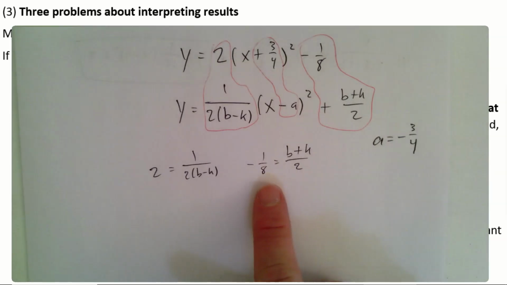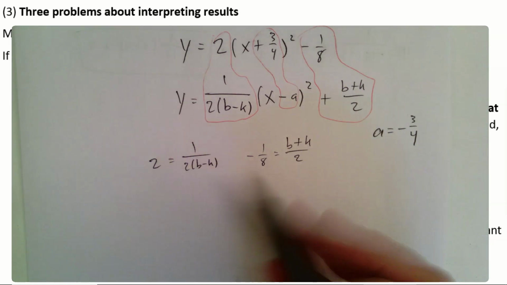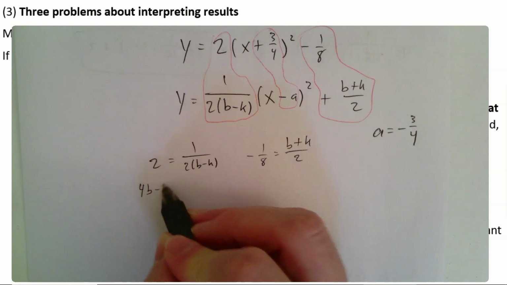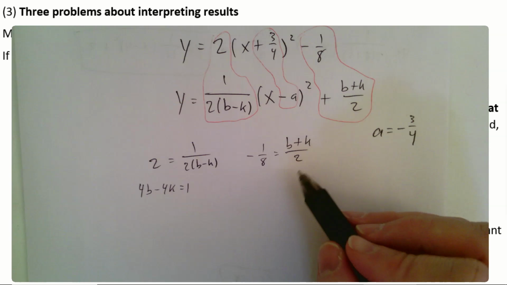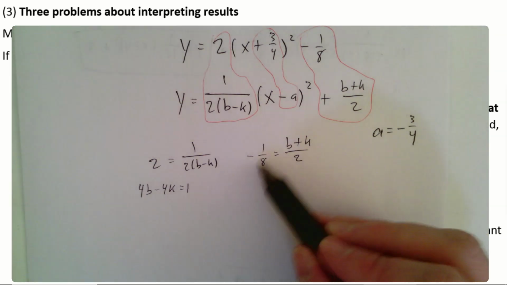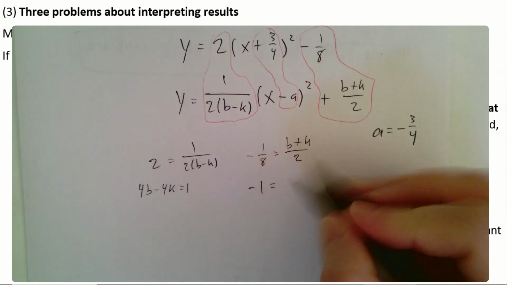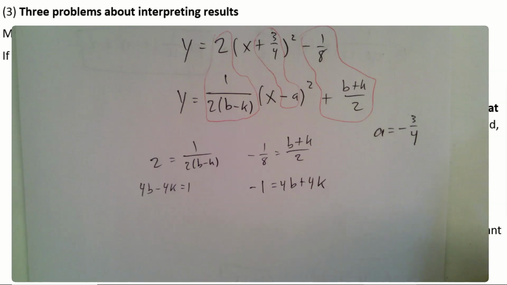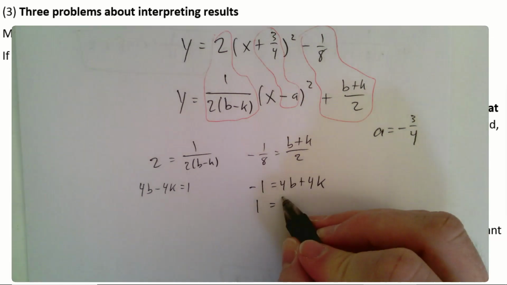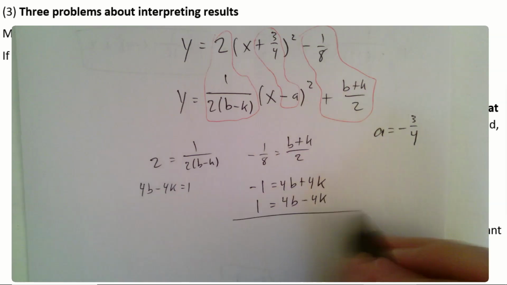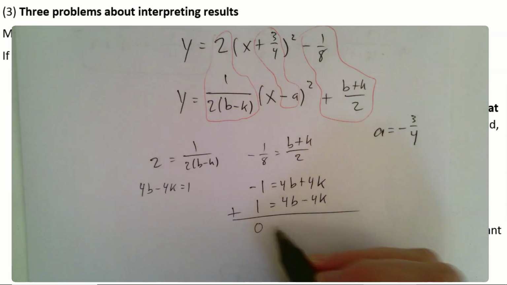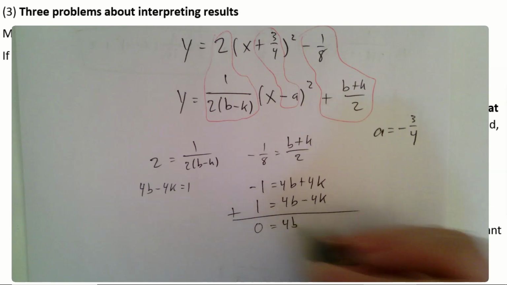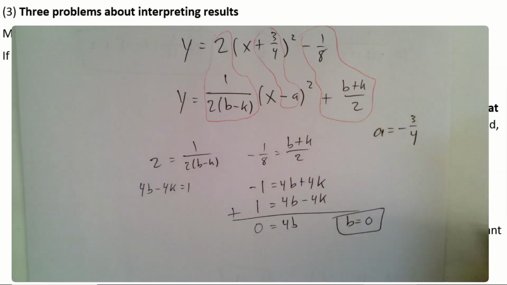Let's go ahead and, what should we do? I guess let's just simplify on both sides. So I'll multiply through by the denominator and distribute. So it'll give me 4b minus 4k equals 1. On this side, I guess let's multiply through by 8. So that'll be 4b plus 4k. This is turning out to be very much like the last problem. So I'm going to write them vertically. So 4b minus 4k. So now I can add them together. So I've got 0 equals 4b. So that means b is 0.